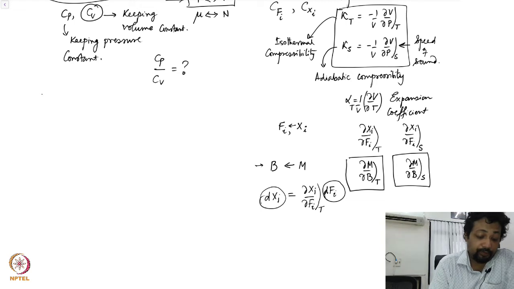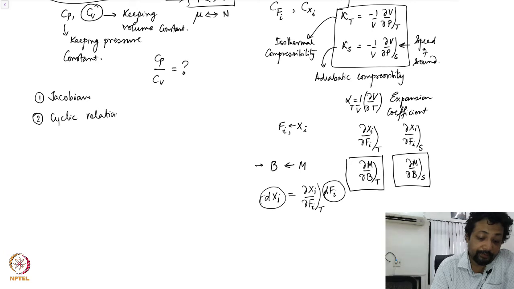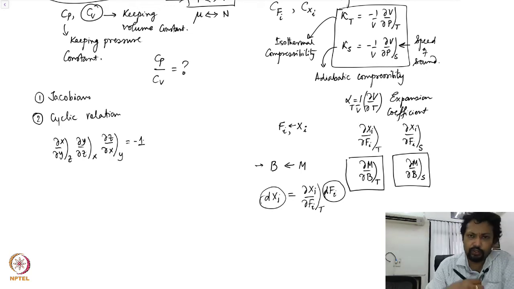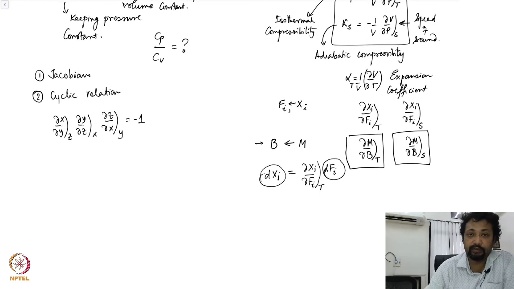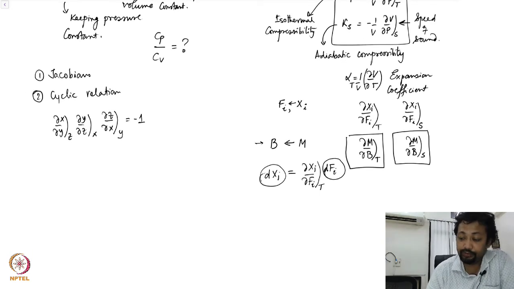On top of the Jacobians, so number one is you can use the Jacobians. The second quantity that you frequently use is the cyclic relation. Do not forget that. What does the cyclic relation say? Del x del y, z constant, del y del z, x constant, and then you have del z del x, y constant, must be minus 1. So one frequently replaces x, y, z according to the quantities one wants to find out.